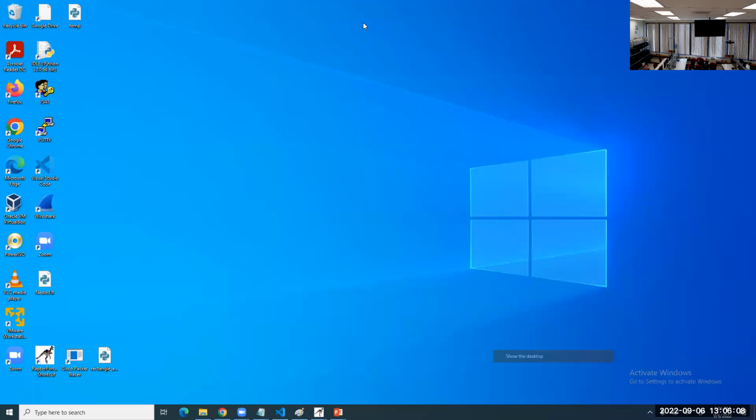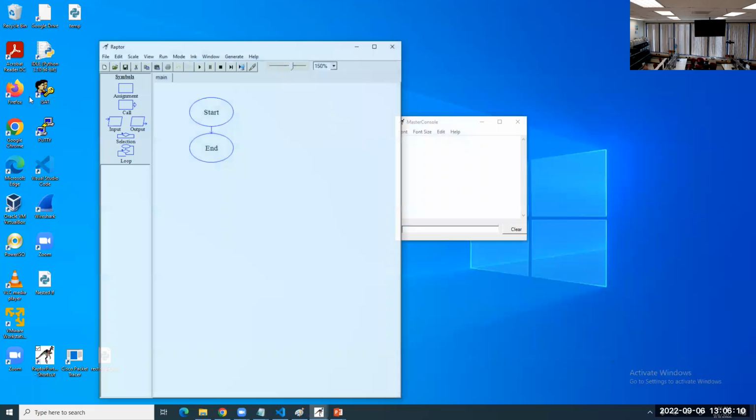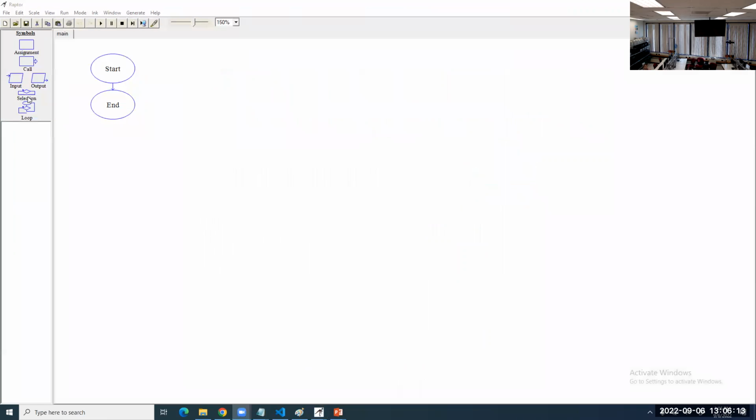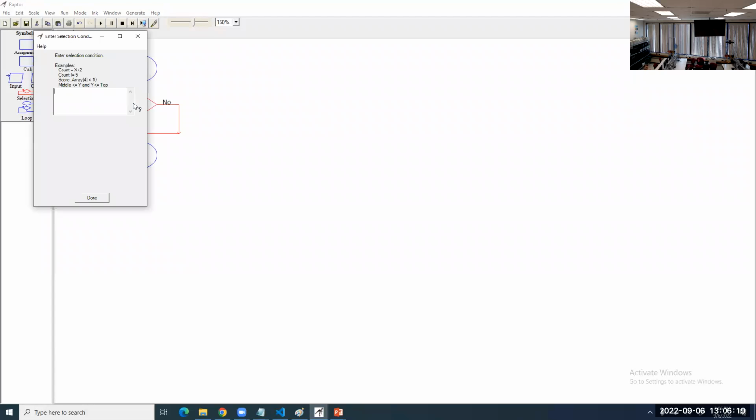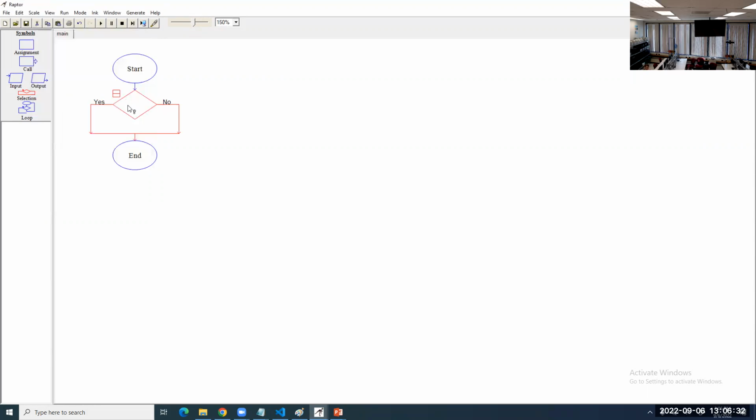In order to work with selection, you see you have this one here. That is the symbol of the selection here. So we drag and drop inside, and inside this one, it's always the condition to check. And remember that the output of the condition here is only yes or no, right? So whenever we do the Raptor, we can do with the selection here. We drag and drop and then put the condition inside this diamond here.